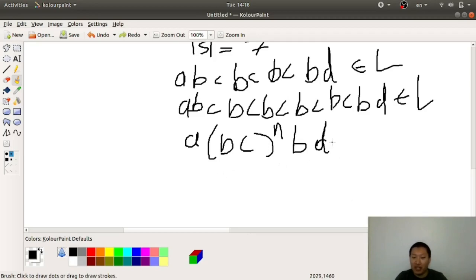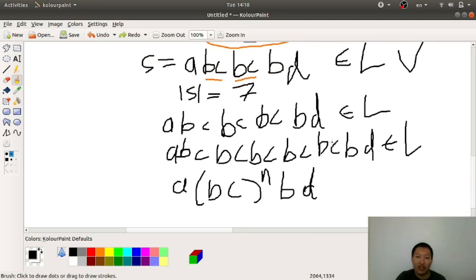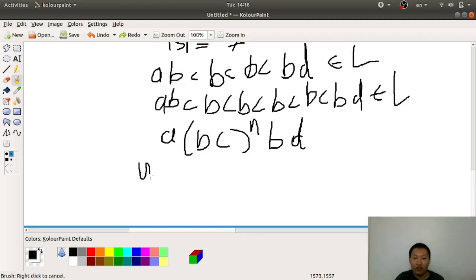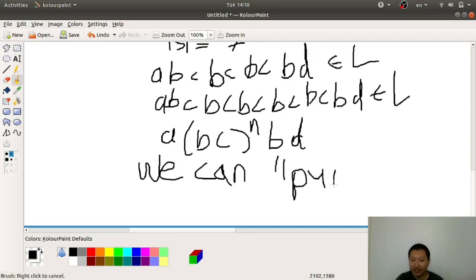But because of our logic here, we can see that no matter what number we make n, as long as it's big enough, it'll be inside our language. So we can repeat BC an arbitrary number of times. Equivalently, we can pump BC as many times as we want. And that's why it's called the pumping lemma. It tells us that we can pump some substring within our string and then get another string that's inside our language.